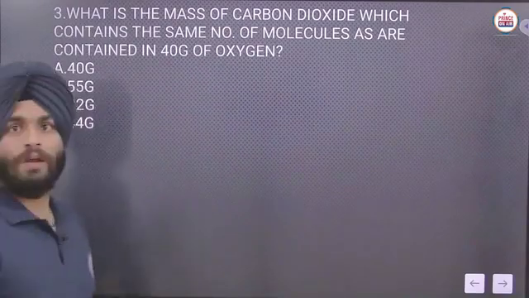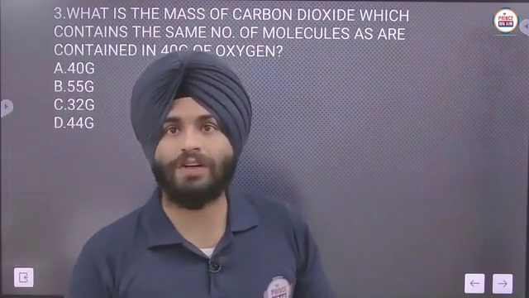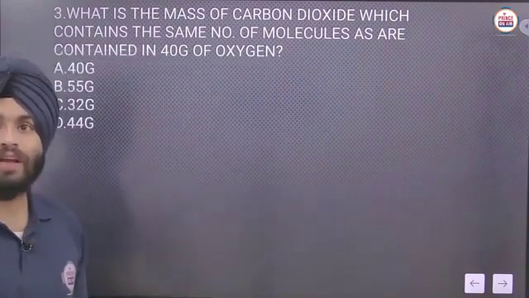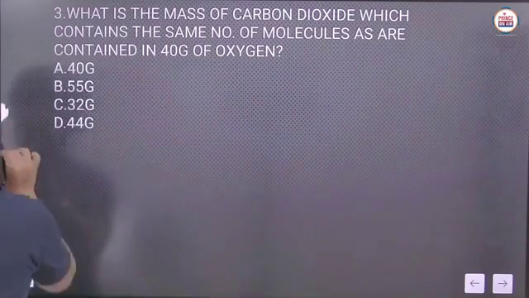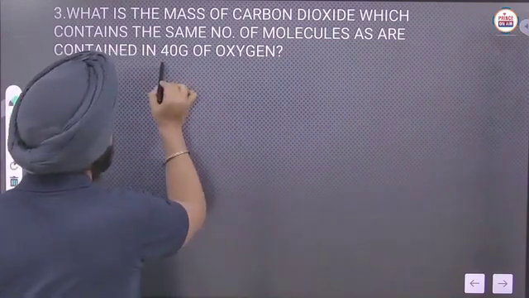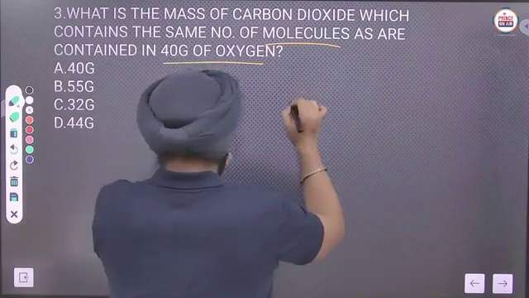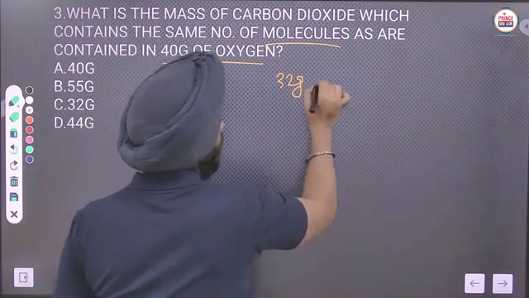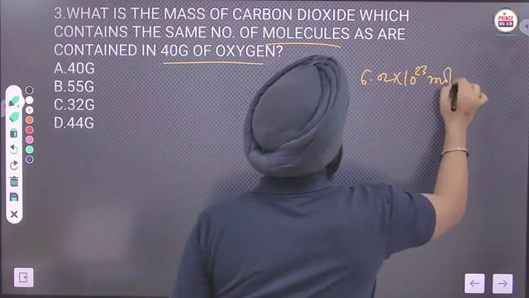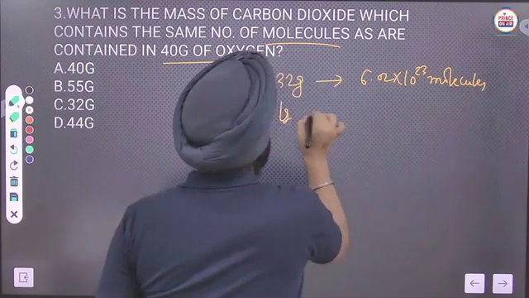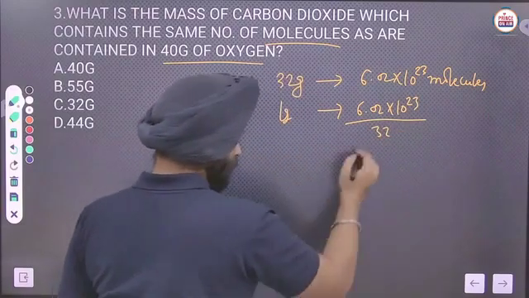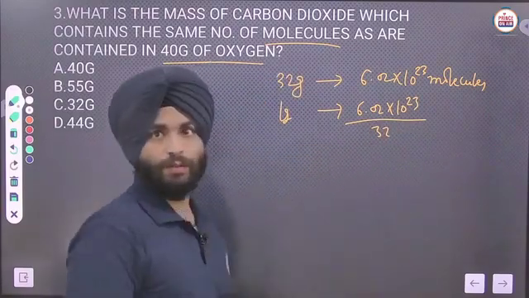Now the next question is, what is the mass of carbon dioxide which contains the same number of molecules as are contained in 40 gram of oxygen? So see here, firstly we have to calculate the number of molecules of oxygen in 40 gram. You know that very well. 32 gram is the molar mass of oxygen. It will contain 6.02 into 10 raised power 23 molecules of oxygen. 1 gram will contain 6.02 into 10 raised power 23 upon 32. That will be the value here.